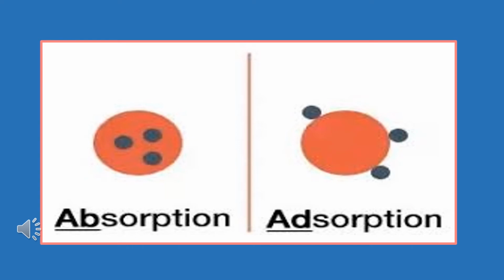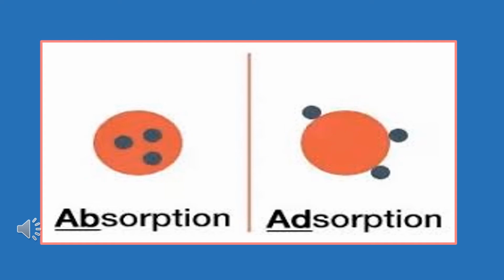This picture clearly tells about the two processes, absorption and adsorption. If you observe in the first figure, some black colored molecules are absorbed by the red colored substance. These black colored molecules penetrate through the surface and enter into the bulk. So, it is called absorption.